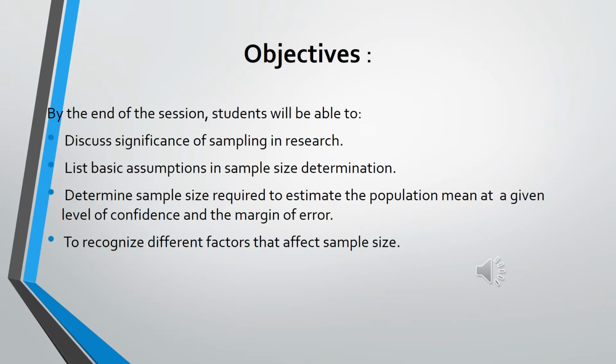Now these are the objectives of today's session, and by the end of this session you will be able to discuss the significance of sampling in research, list basic assumptions in sample size determination, determine the sample size required to estimate the population mean at a given level of confidence and margin of error, and recognize the different factors that affect the sample size.